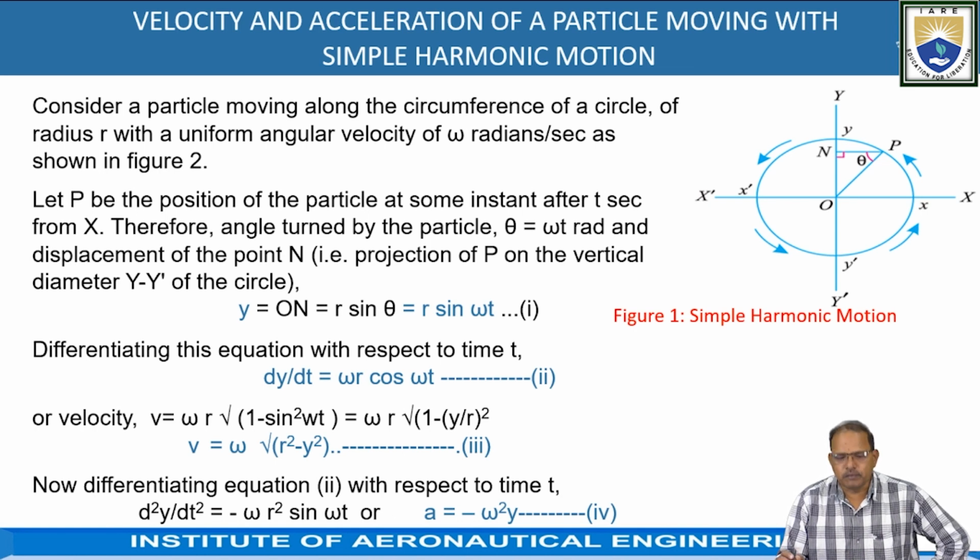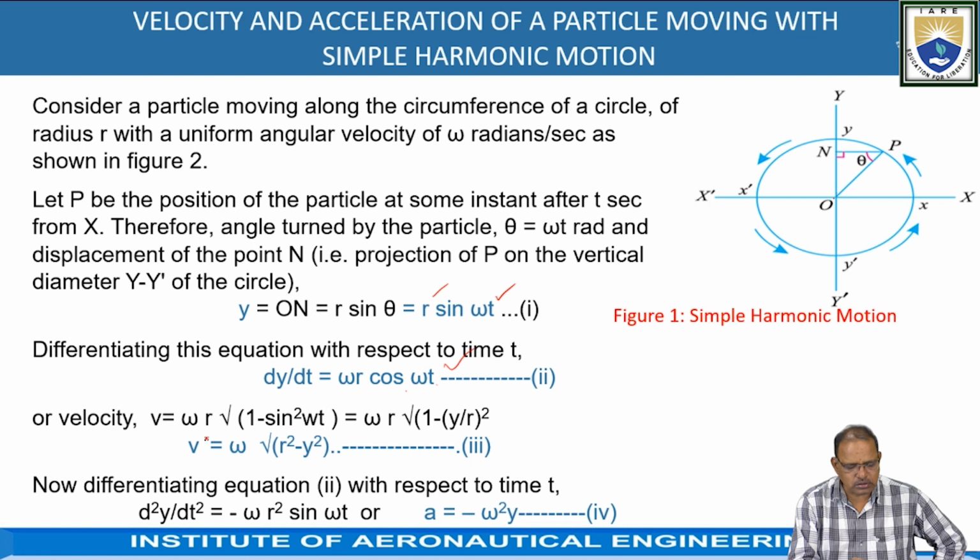So for the equation of simple harmonic motion, Y is assumed to represent the distance between O and N. It can be written according to the trigonometric relations. OP represents R. ON is equal to R sin theta. But theta represents angular displacement, which is equal to the product of angular velocity and time. Hence it can be written as R sin omega t. So the velocity is given by dy by dt, which is equal to omega into R into cos omega t.